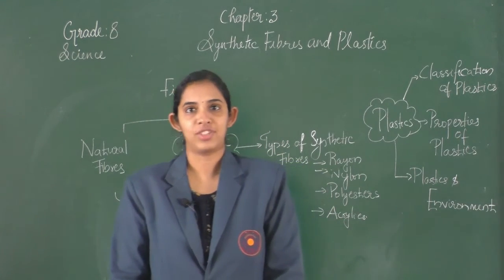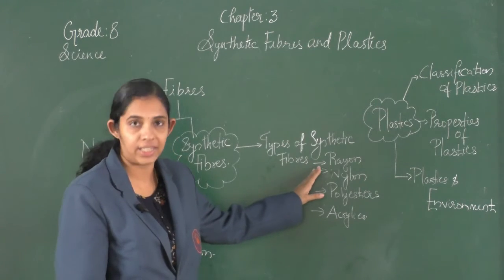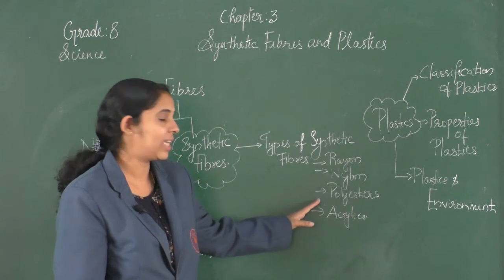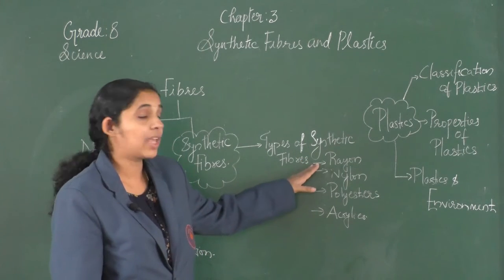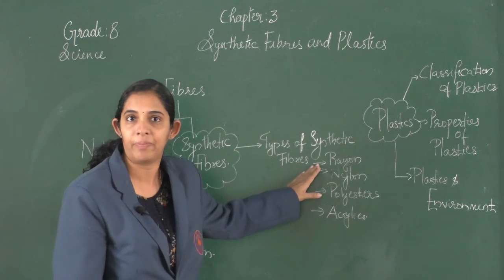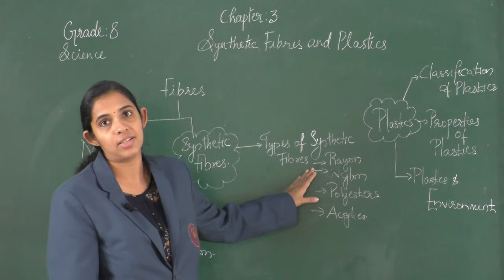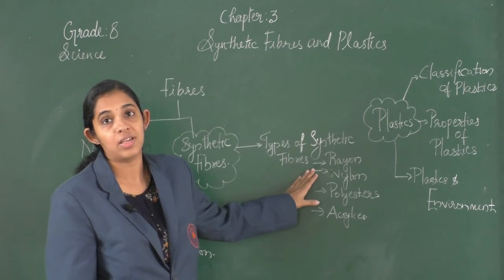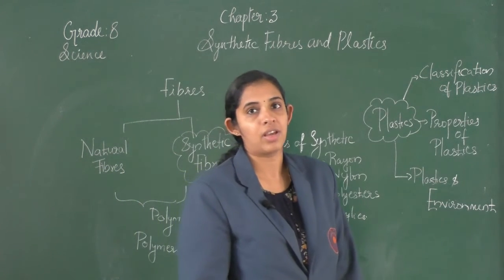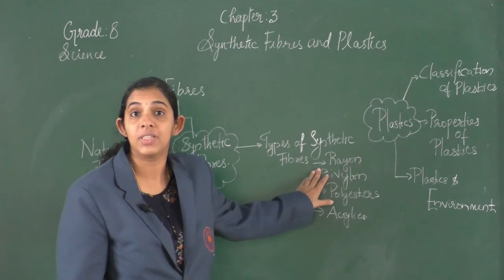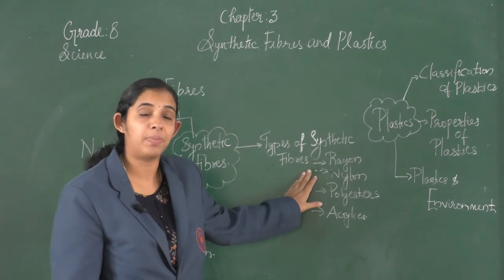In the second section of the chapter, we have seen the different types of synthetic fibers. We have seen in detail rayon, nylon, polyesters and acrylics. We will see them in detail one by one. Rayon is the first artificial fiber to be made. It is made out of wood pulp. The monomer in it is regenerated cellulose. Since it is made from wood pulp, it is also called semi-synthetic fiber. Since the properties of rayon are very similar to silk, it is also called artificial silk. It is also much cheaper than silk.